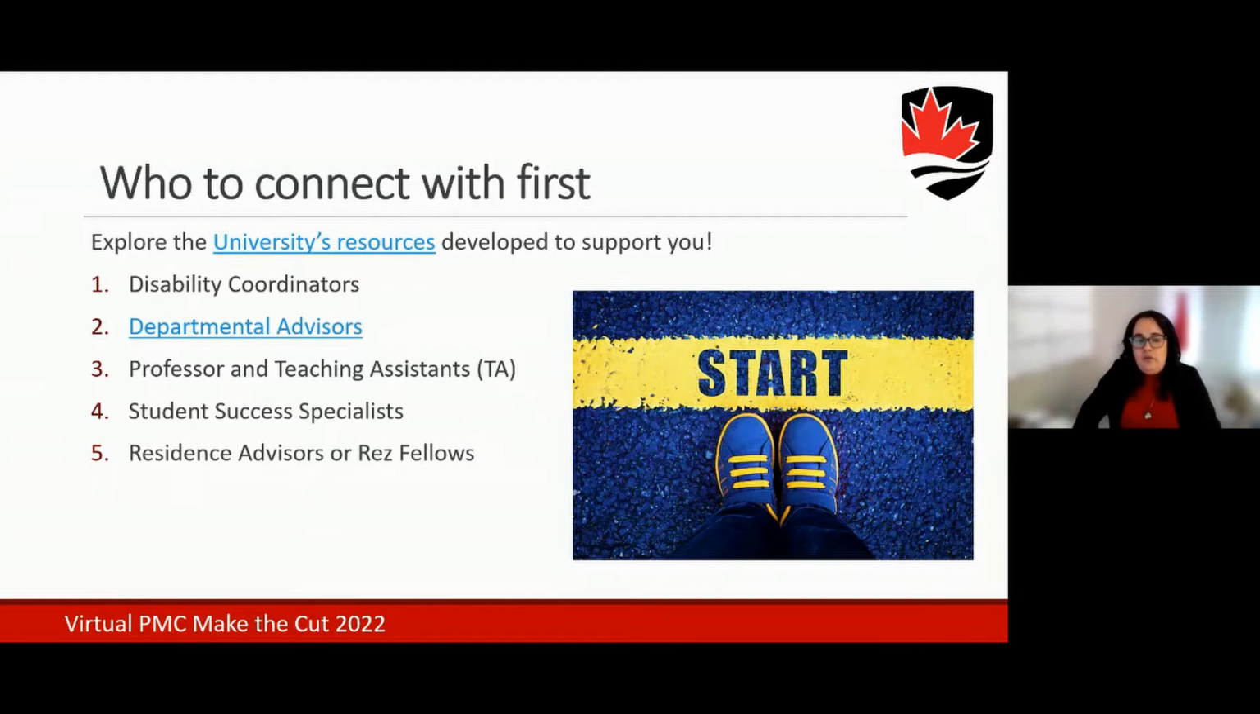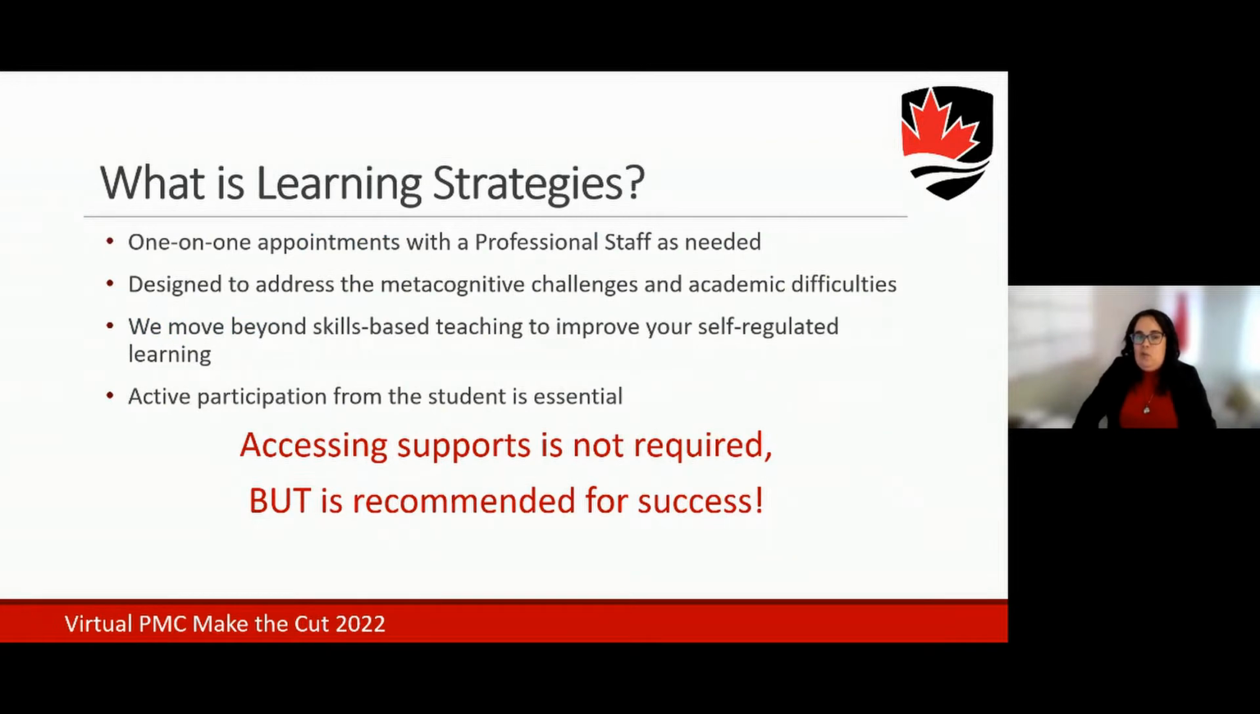So after you figure out who to connect with, we then need to think about what learning strategies actually is and why should I care about it. So learning strategies is a one-on-one appointment with a professional staff person such as myself. And actually, we also hire a lot of student staff too to help with providing learning strategies, which is pretty cool. And what's really cool about learning strategies is that we tailor what we do with you based on what you want to work on.